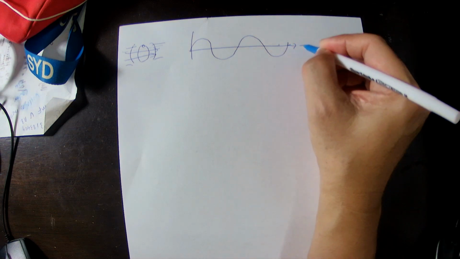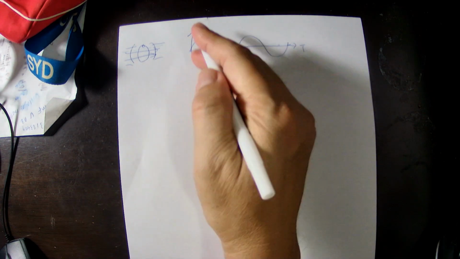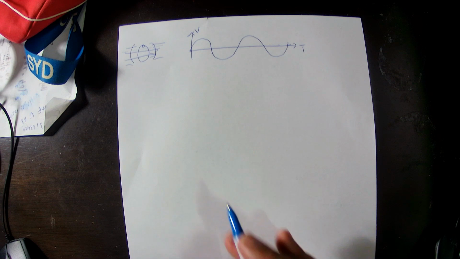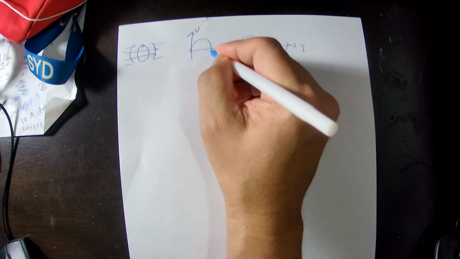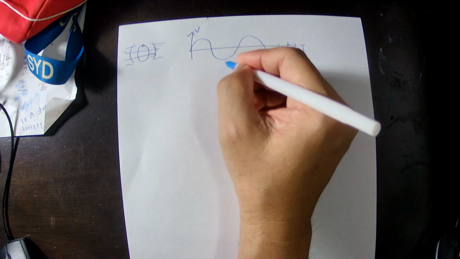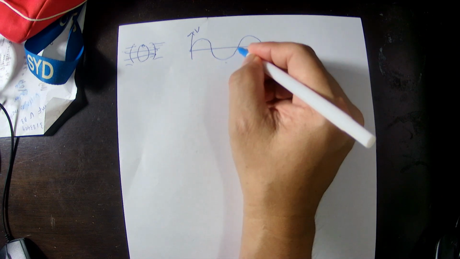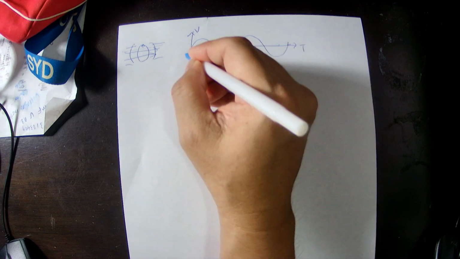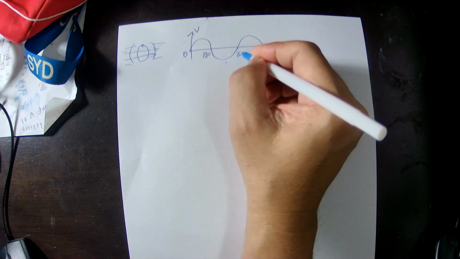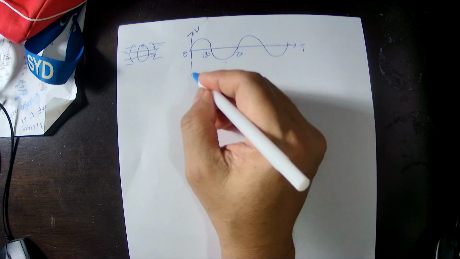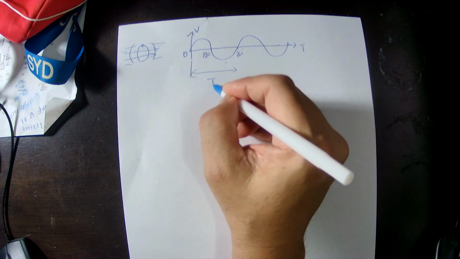Here the horizontal axis is time and the vertical axis is voltage. The voltage reaches the maximum, then goes to 0, then goes to the negative maximum, and then goes to 0 again. So 0, 180 and then 360 degrees. This 0 to 360 degrees we call one period.